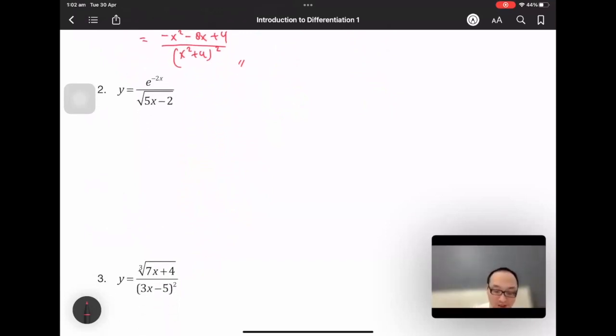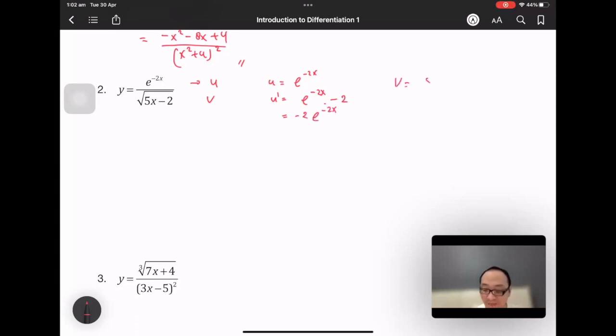So e to the minus 2x will be the u, and this will be the v. u is equal to e to the minus 2x. So u prime, using the chain rule, this is e to the u, so the derivative is e to the u times the derivative of u. The derivative of minus 2x is equal to negative 2. So it is minus 2e to the minus 2x.